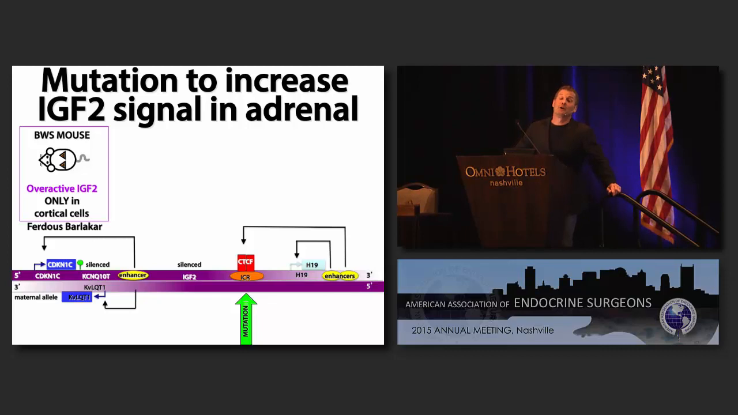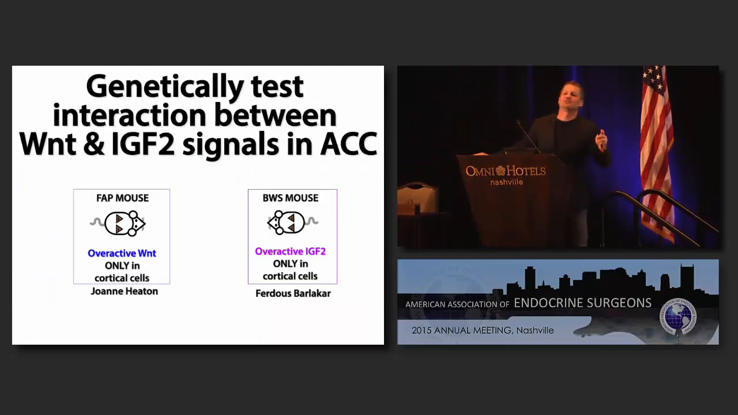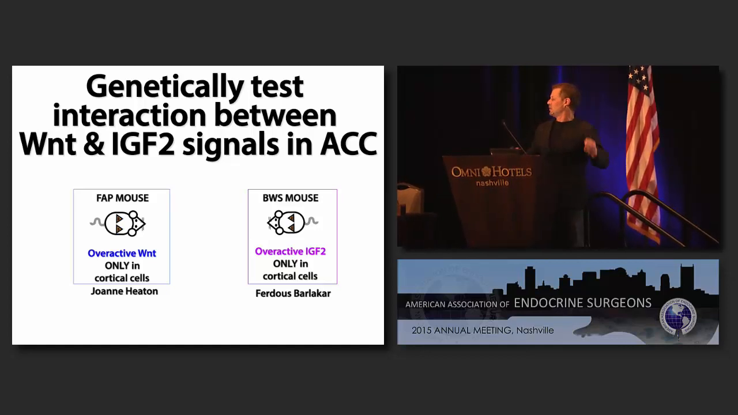So Ferdows then spent 3 years making a mouse that had the Beckwith-Wiedemann IGF-2 mutation with only a mutation in the locus control region of the IGF-2 locus, like you see in Beckwith, and only in the adrenal cortex. When you make that mouse that has the Beckwith-Wiedemann mutation only in the adrenal gland, the adrenal looks completely normal. So we crossed it to the Wnt mouse. Why? Because I showed you those patients. I talked about Wnt and IGF being part of the familial cancer syndromes.